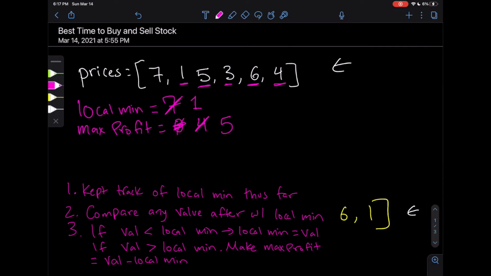At index 5, do we have a value that's less than or greater than our local minimum? It's greater than. So if it's greater than our local minimum, let's check to see if the difference between that value and the local minimum is greater than our max profit. In this case, the difference is only 3. So it's not greater than our max profit, so let's not reassign our max profit. And after we're done iterating through all our values here, we see that our max profit is 5, and this is the actual answer.